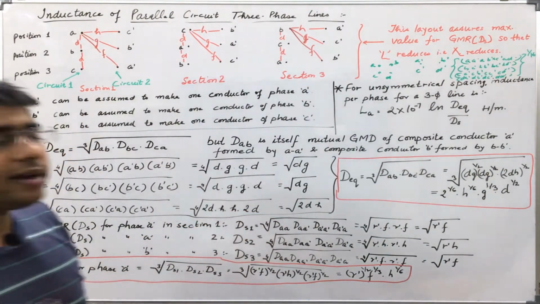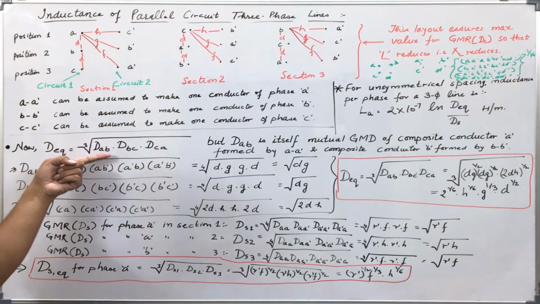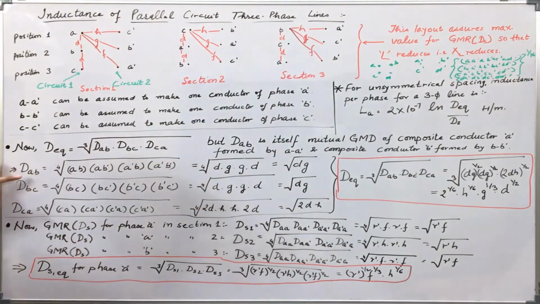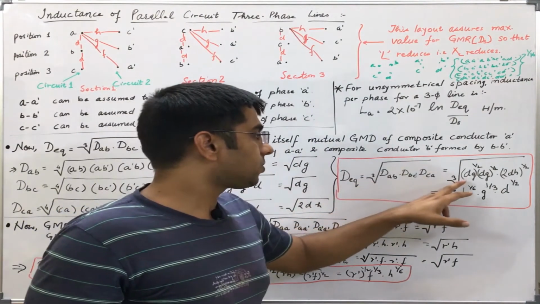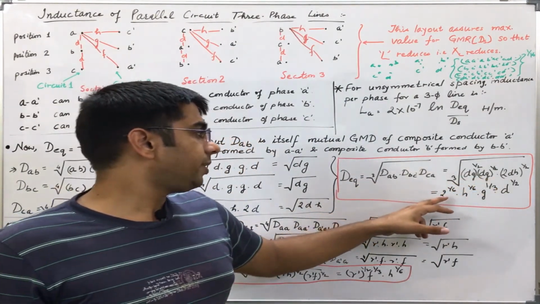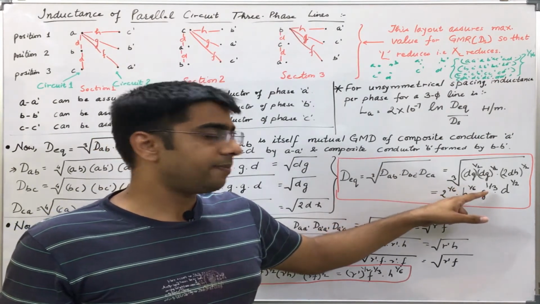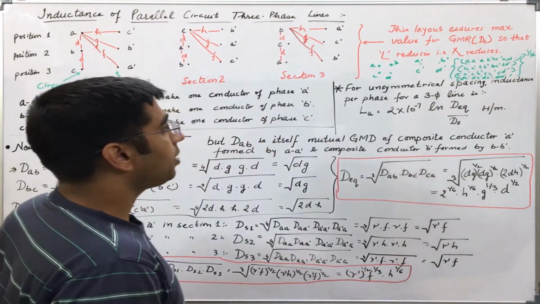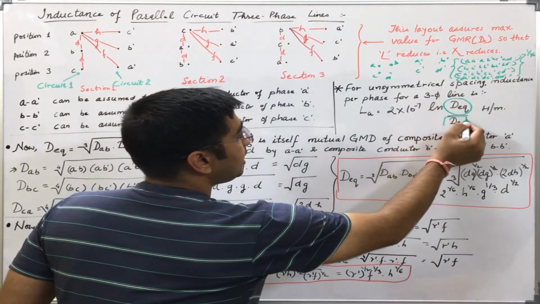Now D equivalent, as I already showed, is the cube root of DAB, DBC, DCA. I will put the values of DAB, DBC, DCA from here and solve it. The value will come out to be 2 raised to power 1/6, H raised to power 1/6, G raised to power 1/3, D raised to power 1/2. Now I have found this part. The remaining is DS.